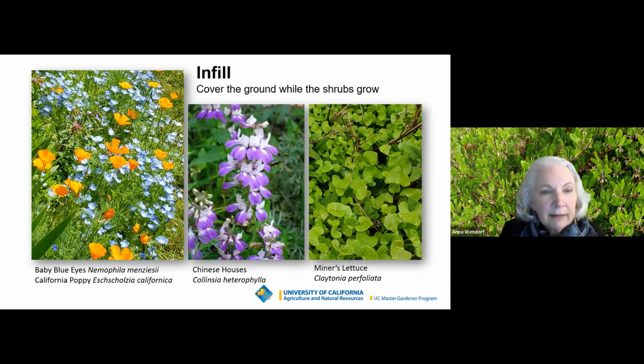So while you're waiting, you can put in annuals, you can put in some short-lived perennials, you can put in your buckwheats, you can put in a number of low-growing plants. These are all going to be annuals and perennials that act like annuals. Miner's lettuce, if you plant out one plant, next year you're going to have a whole yard full of it in part shade.